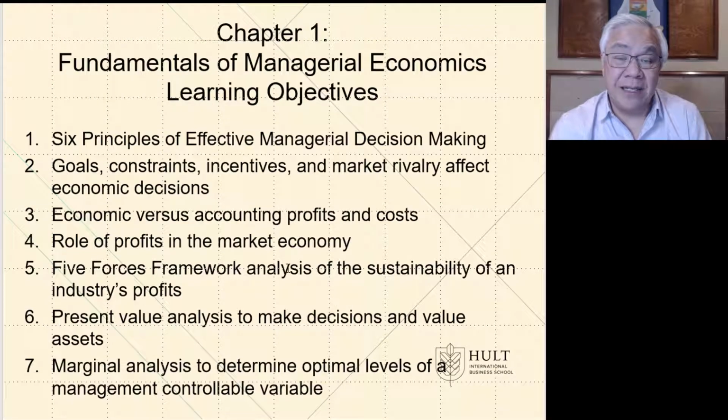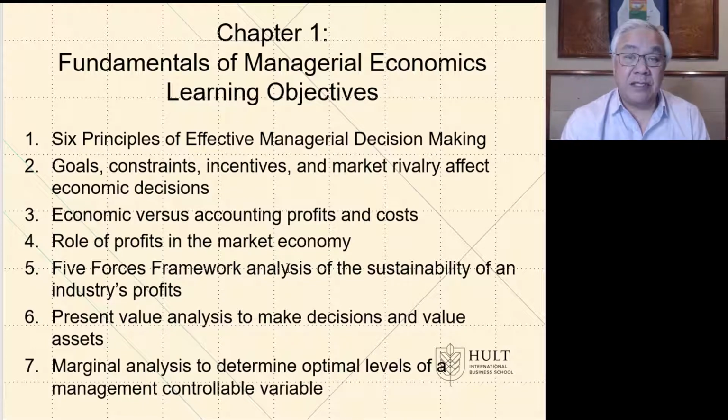So chapter 1 is covering these fundamentals. We looked at different aspects of decision making using economic principles. Specifically, we looked at some goals, constraints, incentives, and market rivalry. We also looked at the difference between accounting profit and economic profit, the role of the economy and the role of profits to allocate resources to the points at which it does most good. And then we looked at the 5 forces framework and looked at some of the terms inside of it that relate directly to what we're studying in this course.